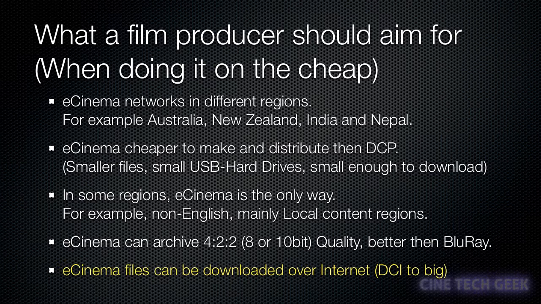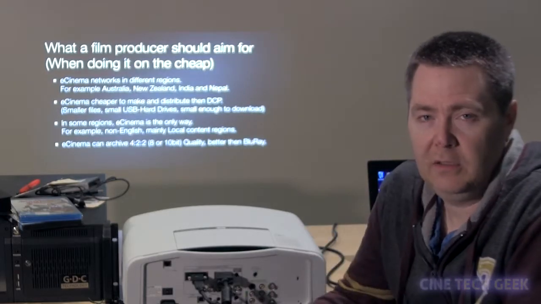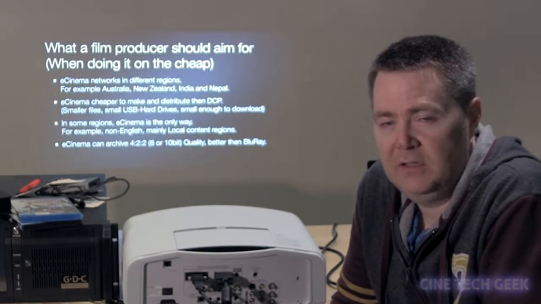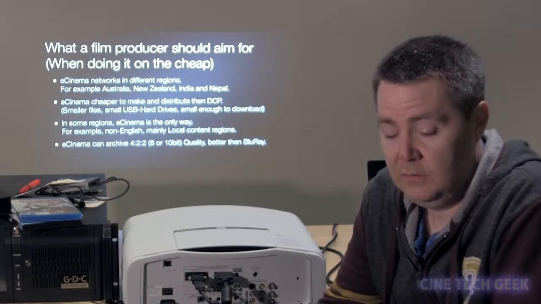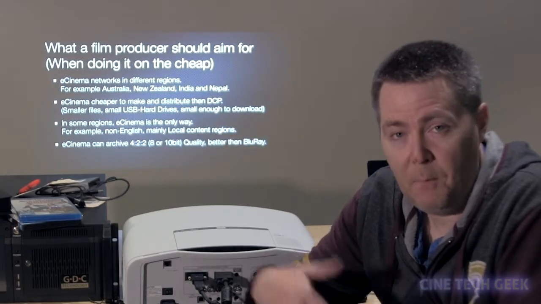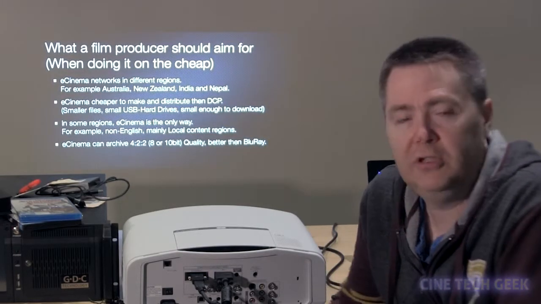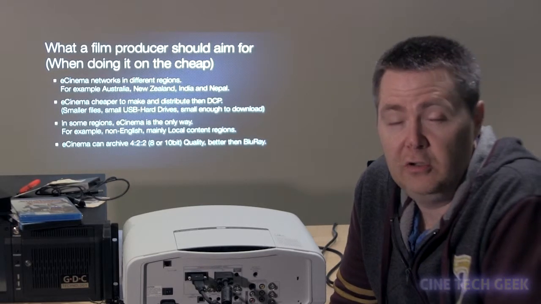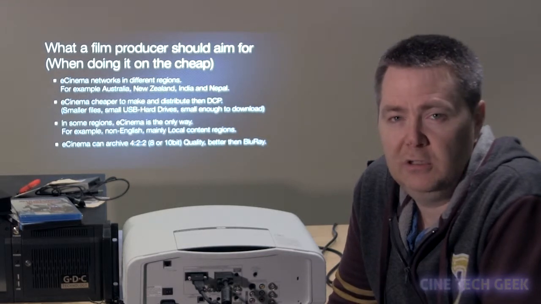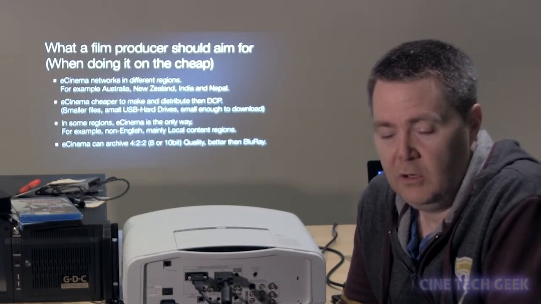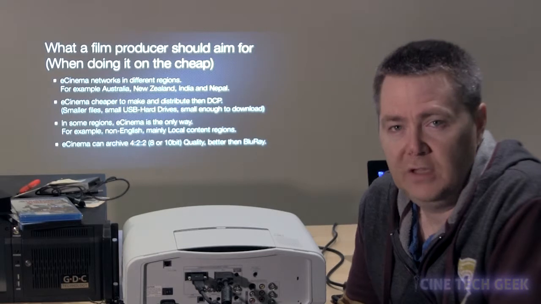What to do when you're doing it on the cheap? Like I said before, these cinema networks in different regions, for example Australia, New Zealand, India, Nepal, have ones that use some of our technology. But there are different e-cinema solutions around the world, and they support different file formats. If you are based in those parts of the world, you could possibly use one of those e-cinema solutions to do distribution. It's cheaper than DCI in some ways, cheaper to encode, cheaper to distribute, because you can use cheaper drives and smaller drives.